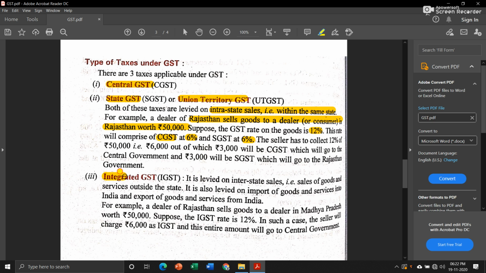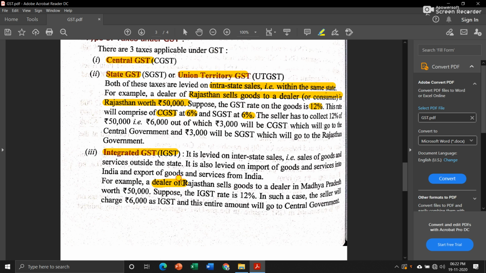Then next is integrated GST or IGST. It is levied on interstate sales, that is sale of goods and services outside the state. Means supplier is in one state and the purchaser is in another state. Now for example, a dealer of Rajasthan sells goods to a dealer in Madhya Pradesh worth rupees 50,000. Now in that case, suppose the rate applicable is 12%, in such a case the seller will charge 6,000 as IGST, that is 12% of this 50,000 is 6,000, so that whole amount will be taken by central government. At that time it will not be divided into central government and state government.